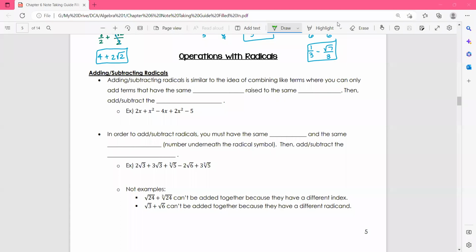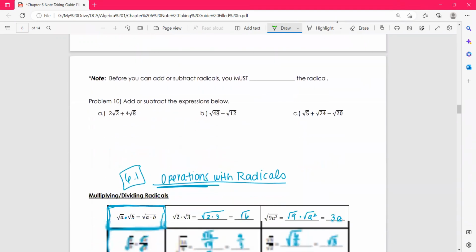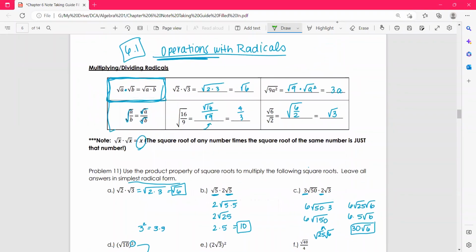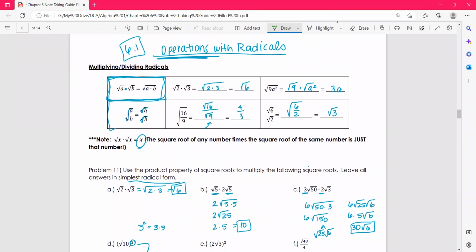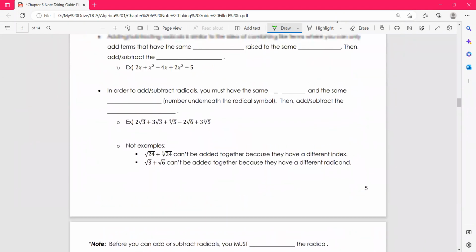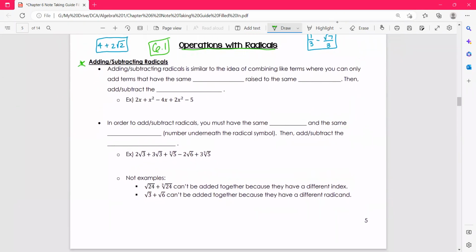Hey everyone, so this is the last video for section 6.1. And now what we are working on is still operations with radicals, but now we're going to talk about adding and subtracting radicals. In the last video, last week, we talked about multiplying and dividing radicals. We obviously need to talk about adding and subtracting, and so we're going to go over some important things to remember and some important things to know when adding and subtracting radicals.